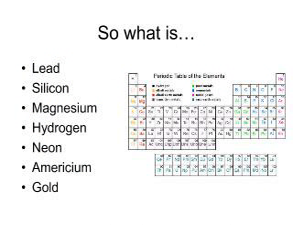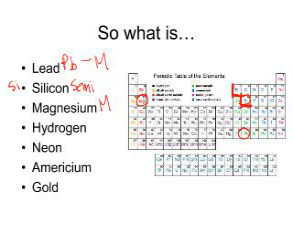So let's quiz ourselves. What is lead? Lead symbol is Pb. Pb is right here. I'm going to make you kind of see the stair step in your mind's eye. Remember, it starts here and keeps stair stepping down, so that means it's a metal. Silicon, Si, is a semimetal. S is sulfur. Magnesium: on the left, metal.